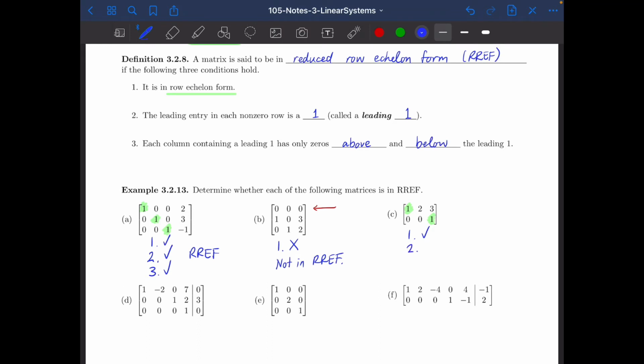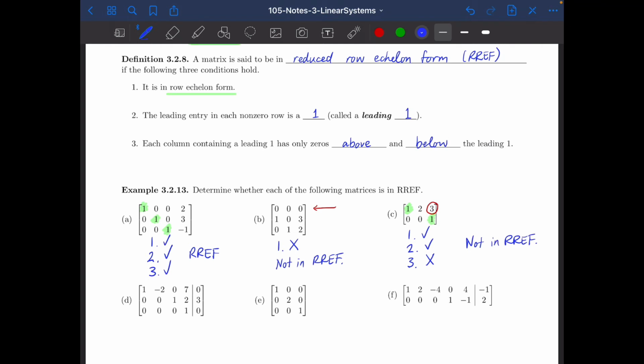Is the second condition satisfied? Are the leading entries all leading 1s? Yes, they are. Is the third condition satisfied? Do we have that each column containing a leading 1 has only zeros above and below the leading 1? We don't have that. In the third column, there is a leading 1, and above it, there is an entry that is not a 0. And so the third condition is not satisfied, and so this matrix is not in reduced row echelon form. If that 3 was a 0, the matrix would be in reduced row echelon form, but it is a 3.